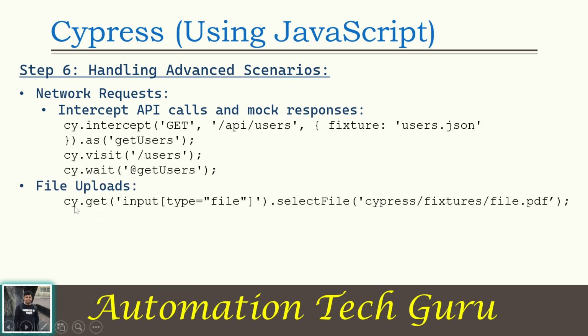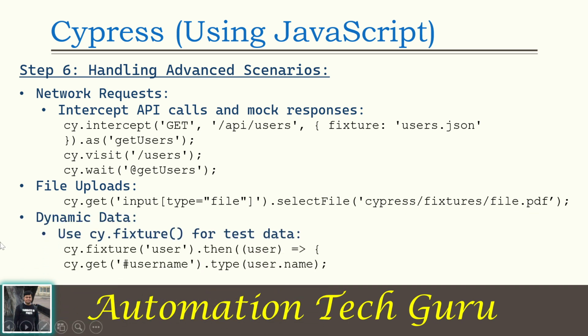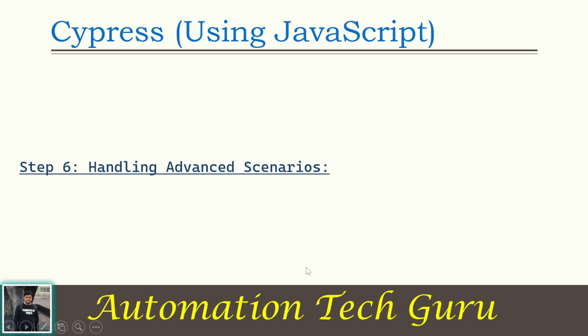File uploads: cy.get('input[type=file]').selectFile, and you can upload from cypress/fixtures, file.pdf, so you can upload from here. And dynamic data using fixtures: cy.fixture('user').then(user, and cy.get('#user').type(user.username).